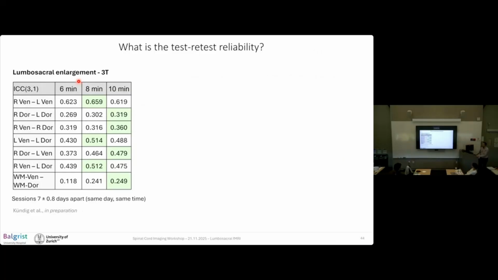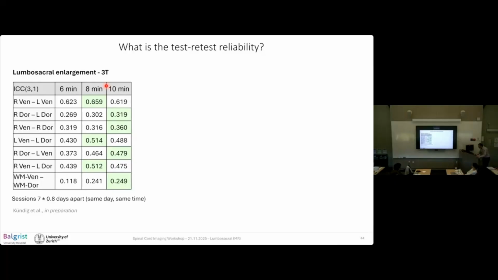Finally, we also looked at the test-retest reliability of the resting state maps. It was the same study, so the time frame was 7 days. And we also looked at the reliability when we use different lengths of acquisitions. The first thing that you see is that the 6-minute scans did not show the highest reliability. 8 and 10-minute scans showed the higher test-retest reliability.